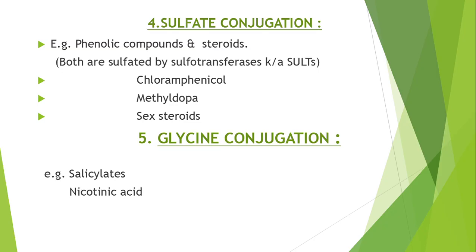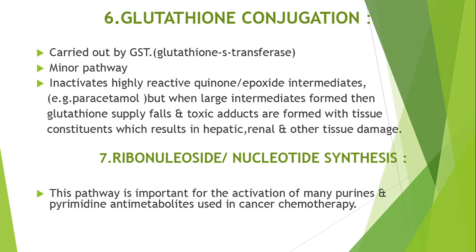And then coming to glutathione conjugation. Glutathione conjugation is carried out by GST, glutathione S-transferase. This is a minor pathway, and it inactivates highly reactive quinone and epoxide intermediates, for example from paracetamol. But when large amounts of intermediates are formed, the glutathione supply falls and toxic adducts are formed with tissue constituents, which results in hepatic, renal, and other tissue damage.